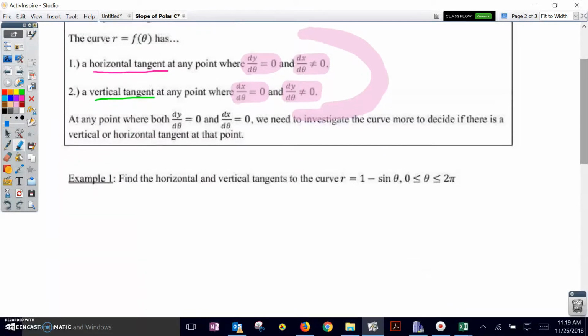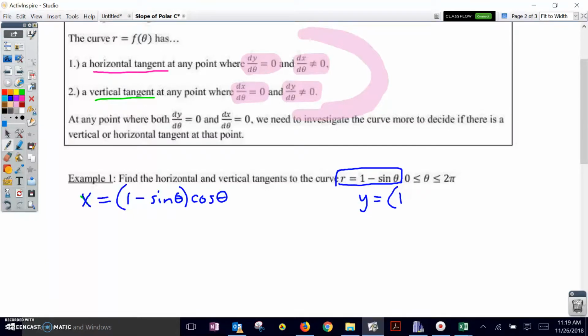Alright, so to get myself started here, x is equal to r cosine of theta. So x is equal to 1 minus sine of theta times the cosine of theta, since our function r is 1 minus sine of theta. And y is equal to r sine of theta. And I'm supposed to find all the horizontal and vertical tangents to the curve for theta values between 0 and 2 pi.